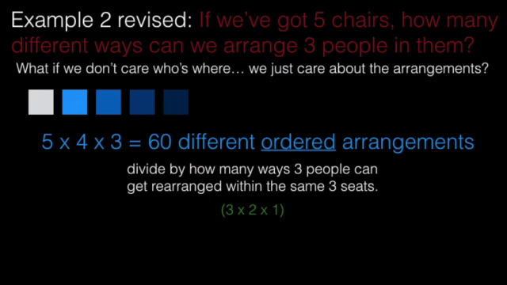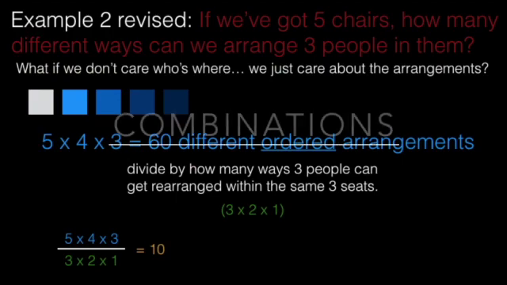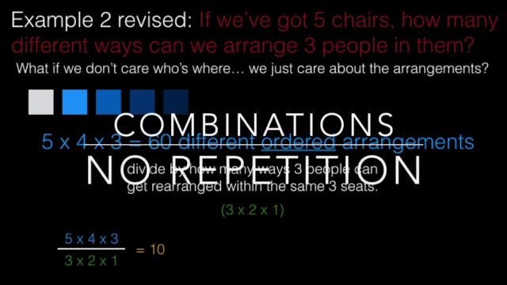That's going to look like this. First person, 3 choices. Second person, 2 choices. Third person, 1 choice, or total of 6 ways. And I showed you those 6 ways for the first 3 seats. 6 ways that 3 people can get arranged into 3 seats. Final answer is going to look like this. 60 divided by 6. There are only 10 combinations that we can have of filled and empty chairs in the situation of 5 chairs, 3 people.